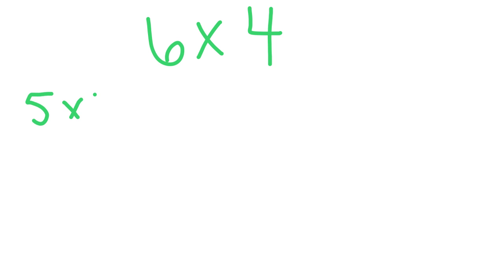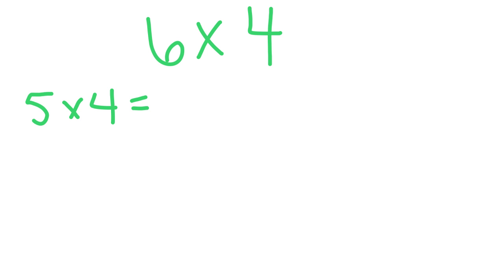Let's try 6 times 4. And the first way I'm going to try and solve this is by using the times 5 plus a group. So 5 times 4 equals. Now I can use my clock strategy, and I know that 5 times 3 is 15, plus a group of 5 would be 20. So 5 times 4 is 20.